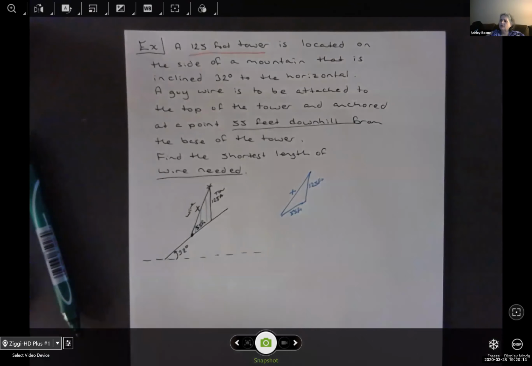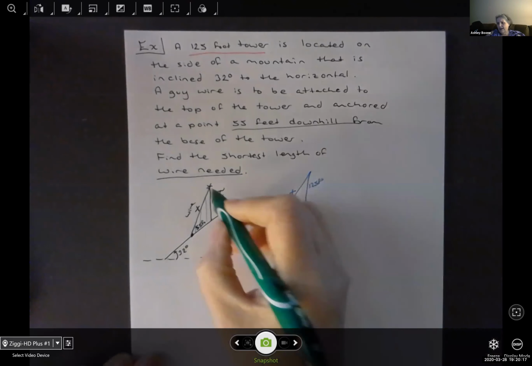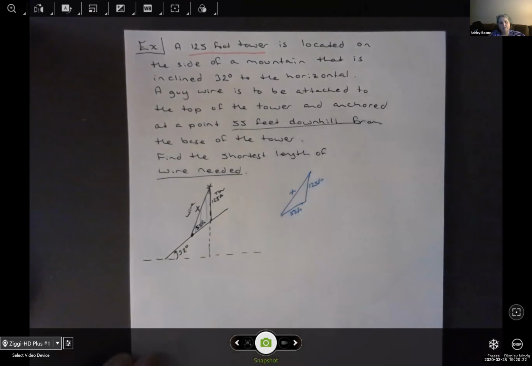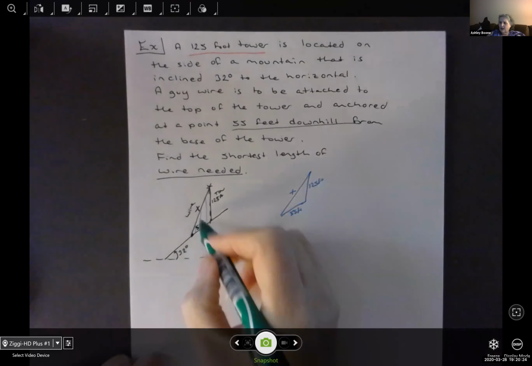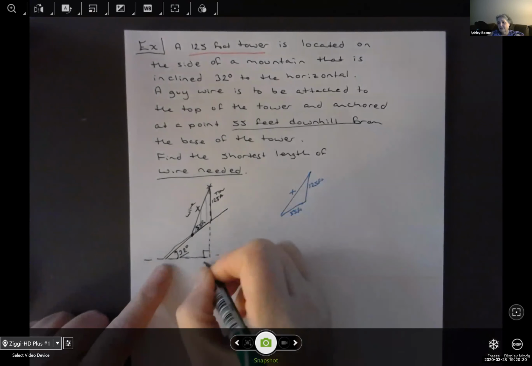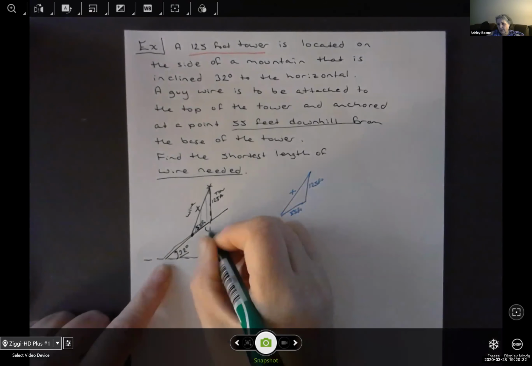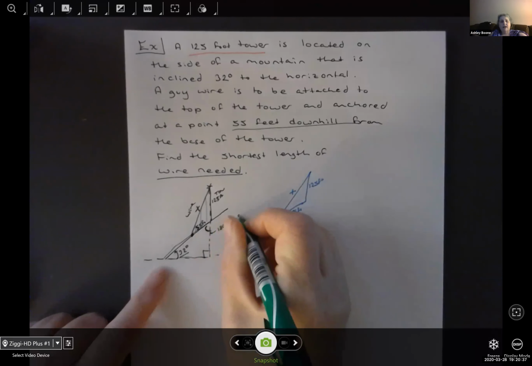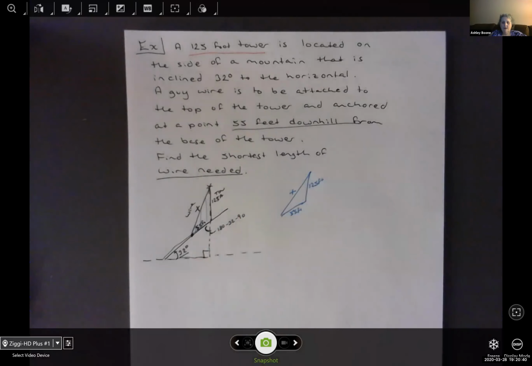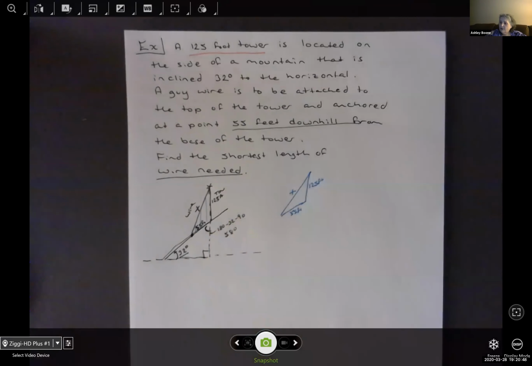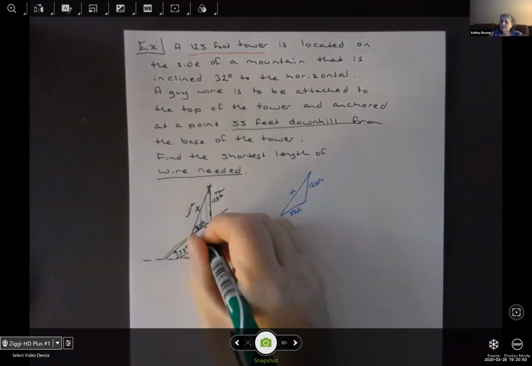Let's kind of look at the situation. Imagine if I continued the tower down to the ground. That creates a lower triangle down here that's a right triangle. So I know this is 30 degrees and this is 90 degrees. So I can get this angle right here by going 180 minus 32 minus 90. So 180 minus 32 minus 90 is 58 degrees. So I know this angle right here is 58 degrees.